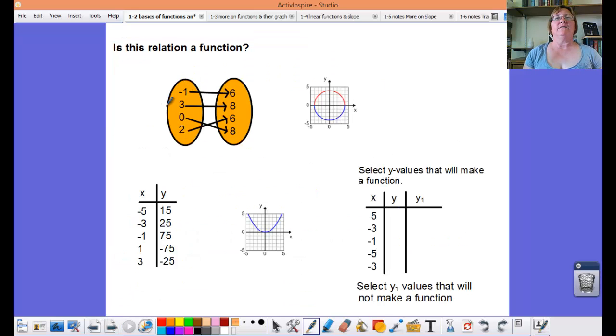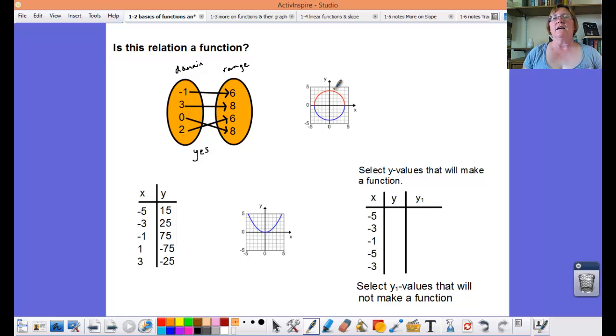We have a mapping right here where this circle represents the domain or input, and the circle on the right is the range. And the question is, is this relation a function? Does each member of the domain go to exactly one member of the range? And the answer to this one is yes. You don't have any of these domain values going to more than one range member. That's what it takes to be a function. Each X gets exactly one Y.